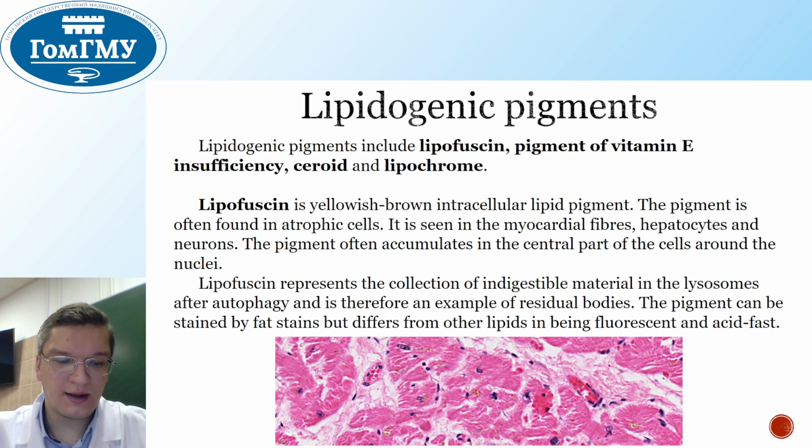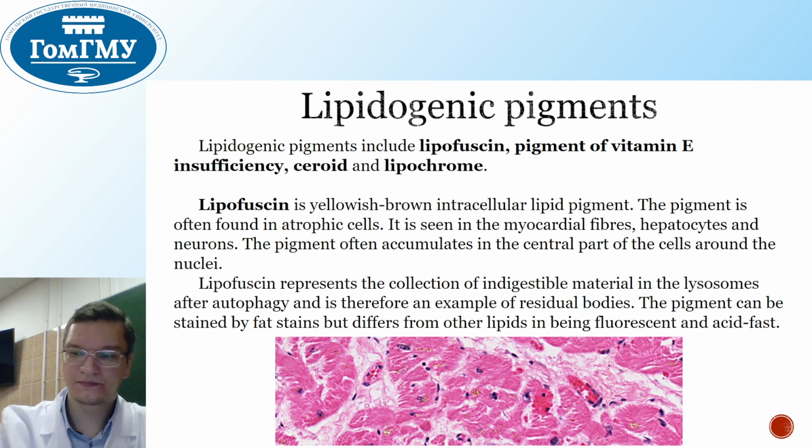Lipofuscin represents the collection of indigestible material in the lysosomes after autophagy, and therefore is an example of residual bodies. The pigment can be stained by fat stains, but differs from other lipids by being fluorescent and acid-fast. By electron microscopy, lipofuscin appears as intralysosomal electron-dense granules in perinuclear location. These granules are composed of lipid-protein complexes.